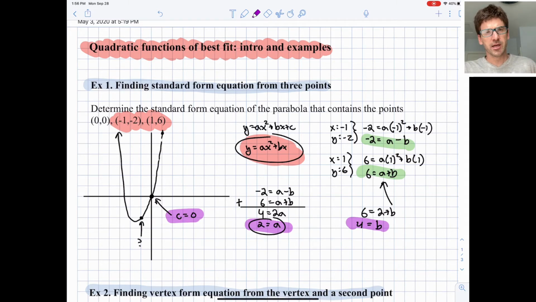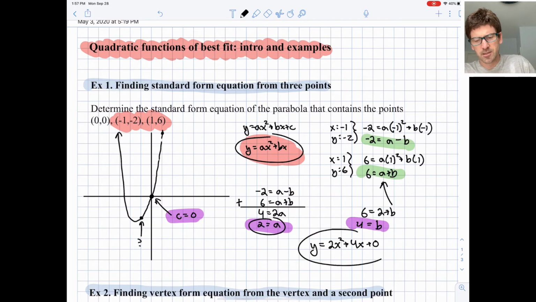We found c just by logically reasoning that it needed to be 0 because that was the y-intercept. And we found a and b by plugging our x coordinates and y coordinates into our standard form equation, along with saying that c was equal to 0, and then solving for a and b using a system of equations. All right, so let's write out our solution. y equals 2x squared plus 4x plus 0. So if we were to graph that, maybe on Desmos, we could graph it and check. That graph should contain all 3 of the points we were given in our initial problem.